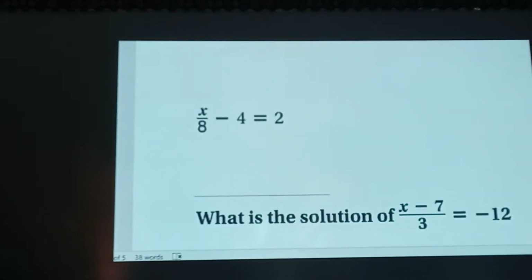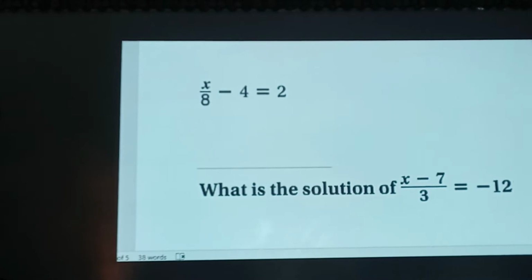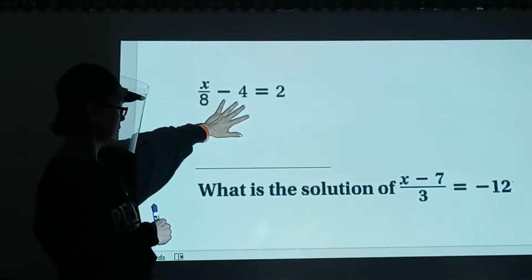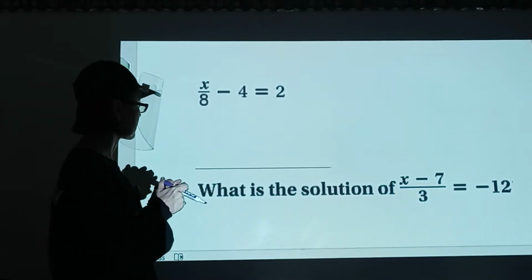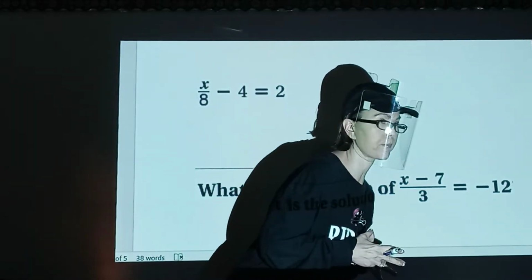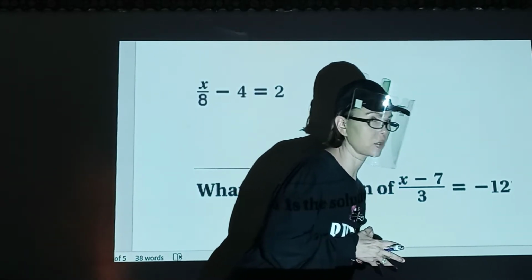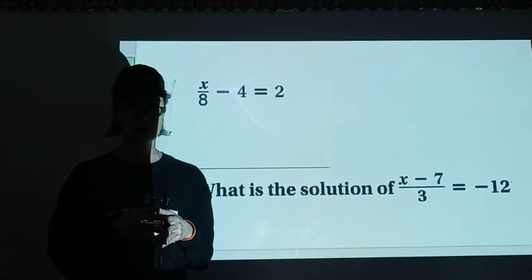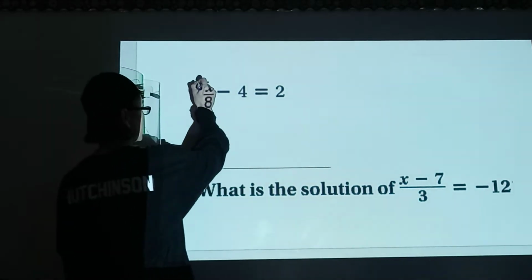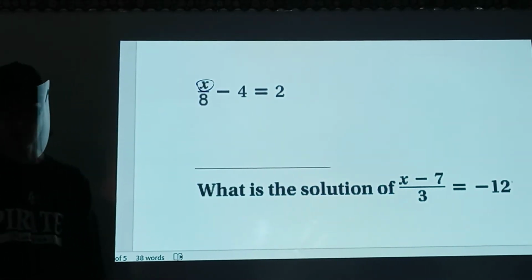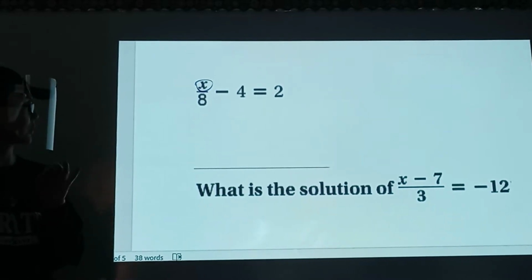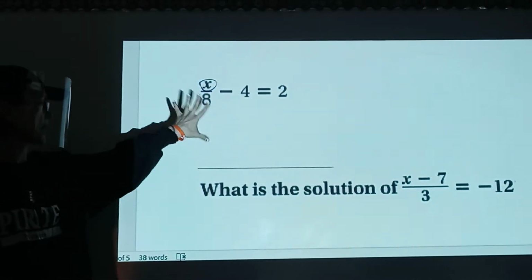Okay, same concept. There's our second example, a two-step algebraic equation. So what do we do? Circle it. Do it now. We are telling ourselves that we want to get that x all by itself.